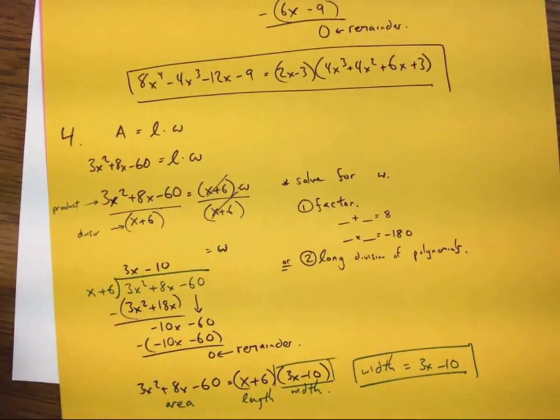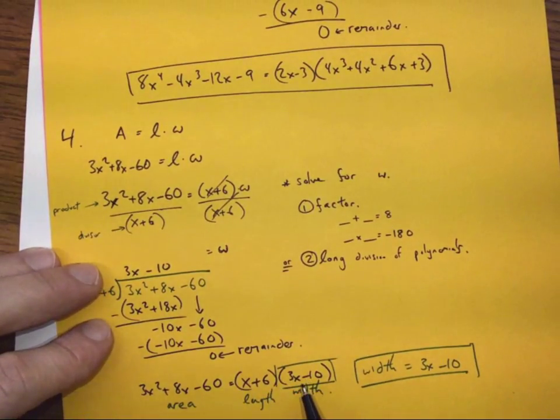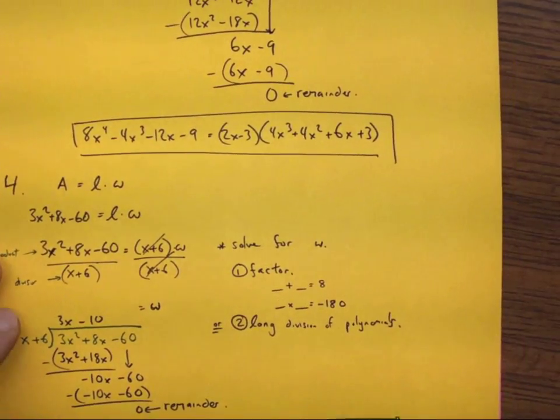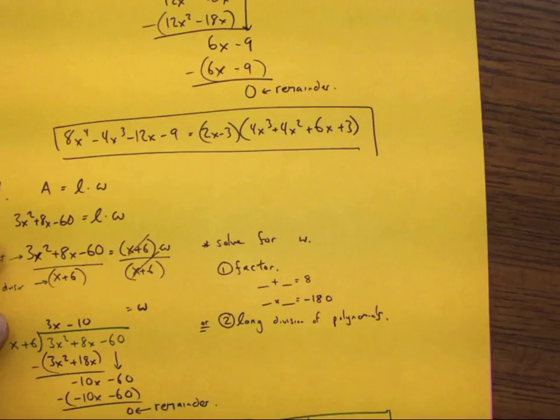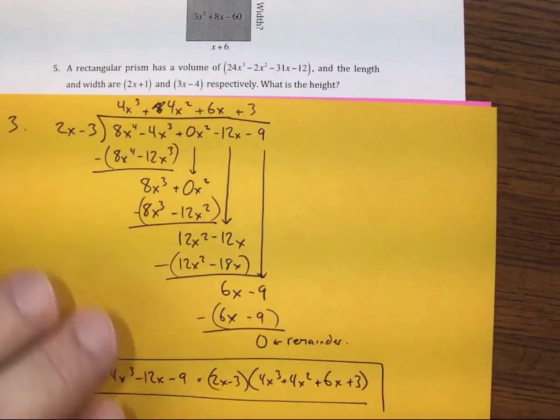Now, I could test that by multiplying these back through, or I could test it another way by solving it a different way by factoring. I might do that as well. I think I'm just going to move on to question 5.